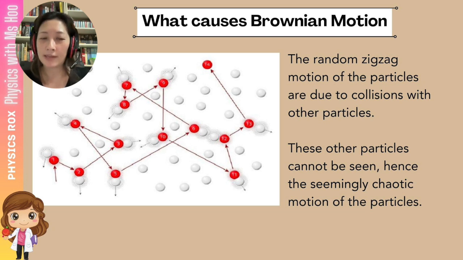So you can see from this diagram, this kind of explains the zigzag motion. The red particles show the path of the observed particle, which we can see, while the white particles represent the particles that we cannot see. That's why when we observe the path of the red particle, it seems to be random in a zigzag manner.